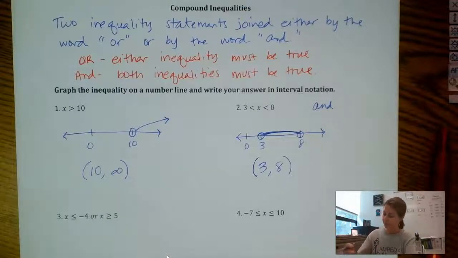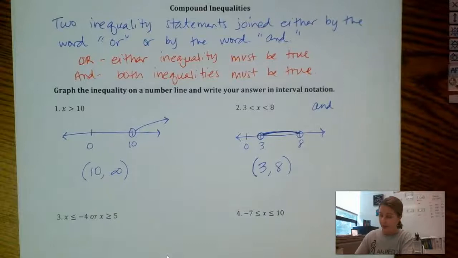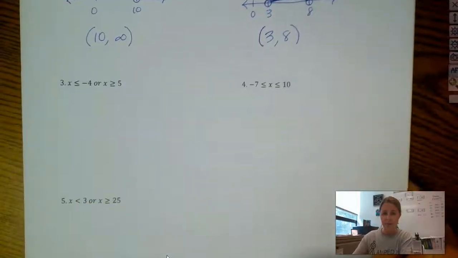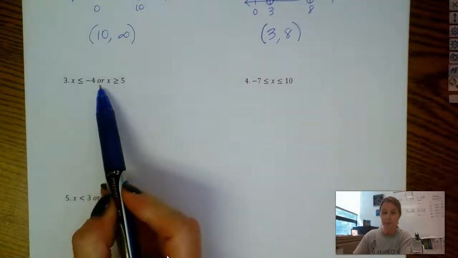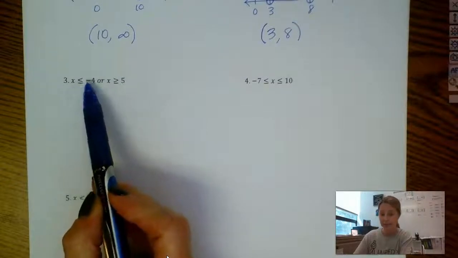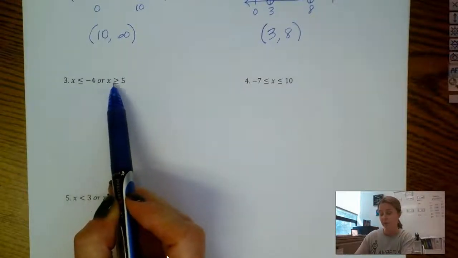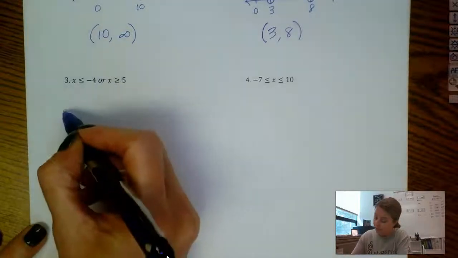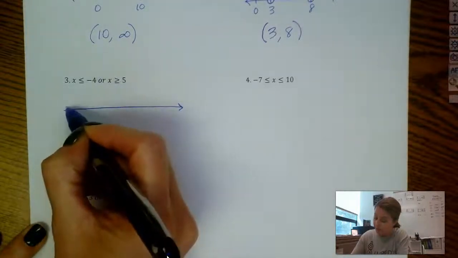Okay, that's kind of our first one. Take a look at number 3. Now, when there is an or, it will explicitly write the word or. So I'm going to graph x less than or equal to -4 or x greater than 5. Okay, so go ahead and make your number line.